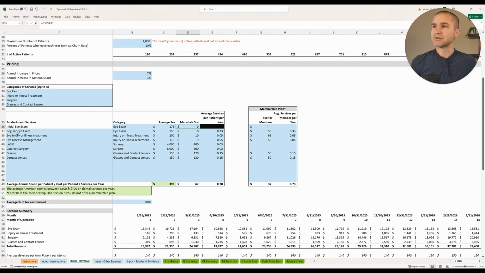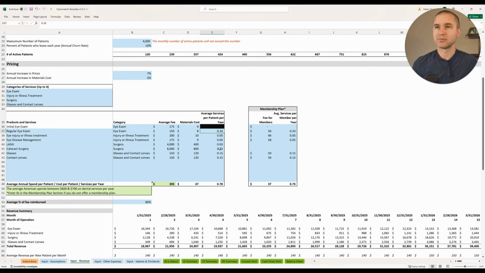Now, the rest of these, you can enter in different regular services, so regular eye exam, perhaps LASIK, or cataract surgery, where you sell glasses and contact lenses in the office. And so you can put in your average fee, your cost for the service. And then this column is the average services per patient per year. So if we look here in this month, we've got 490 active patients. And we're saying that on average per year of these 490, 33% or 0.33 of those patients are going to come in for a regular eye exam.